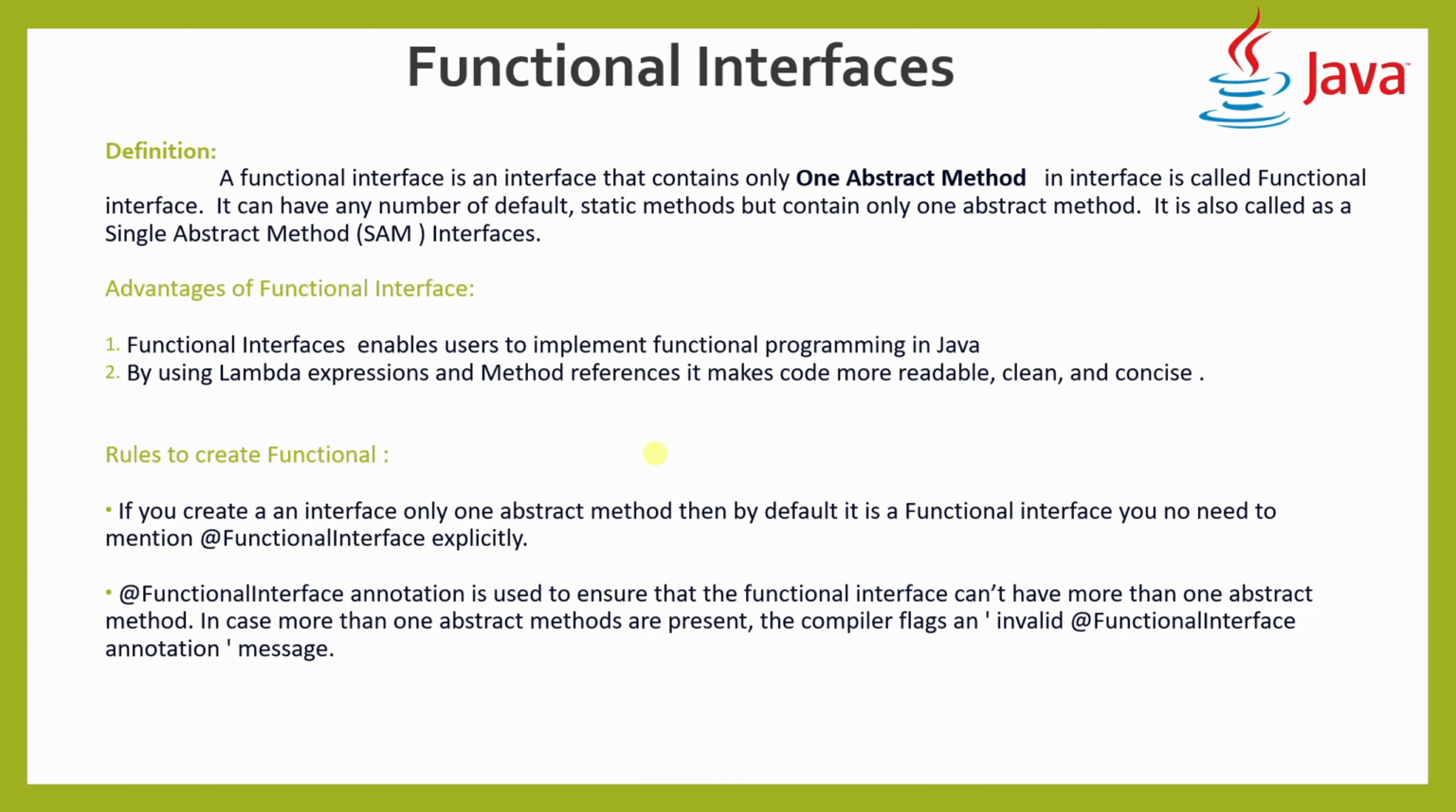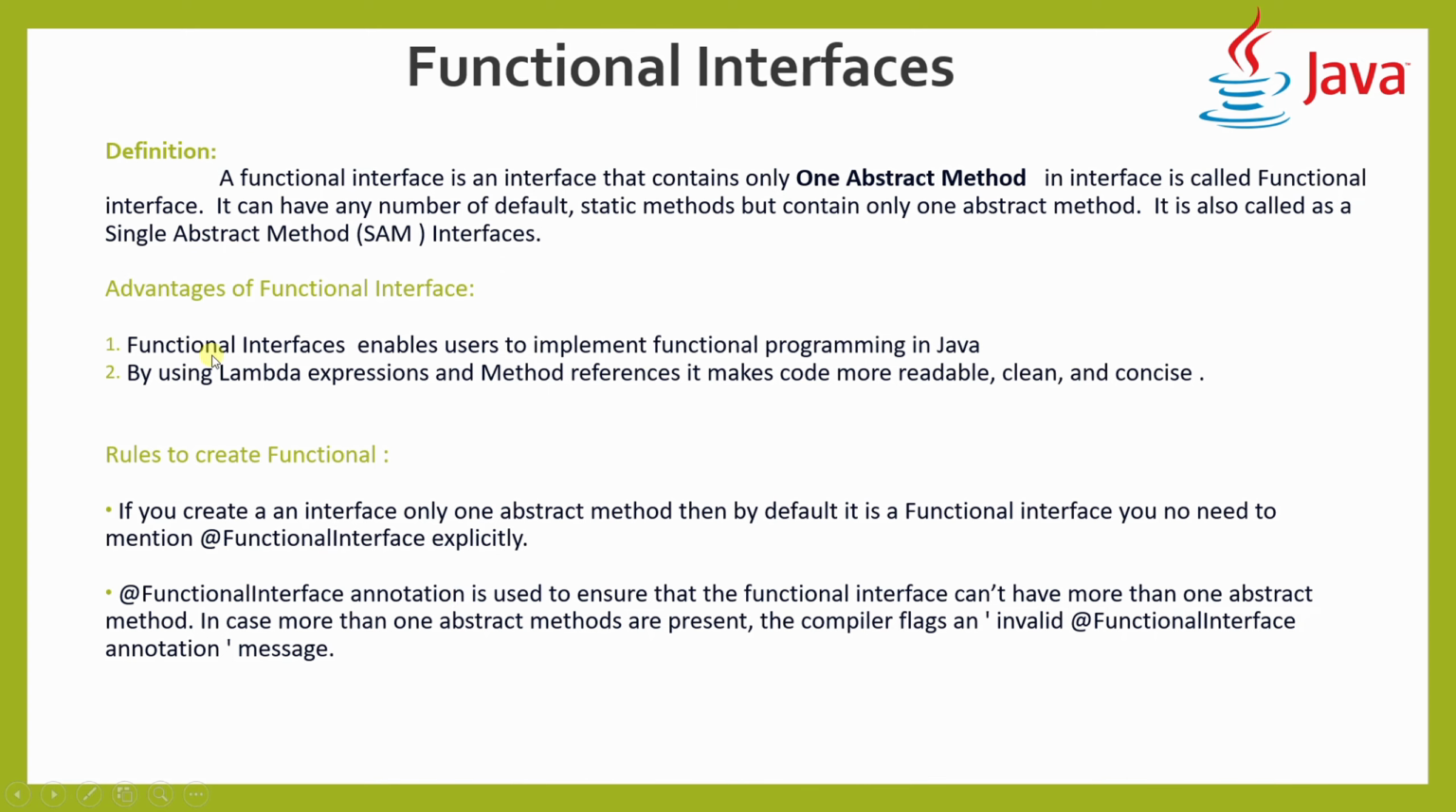the interface can have any number of default and static methods, but it contains only one abstract method. These functional interfaces we can also call single abstract method interfaces, like SAM interfaces. There are a few advantages of these functional interfaces.